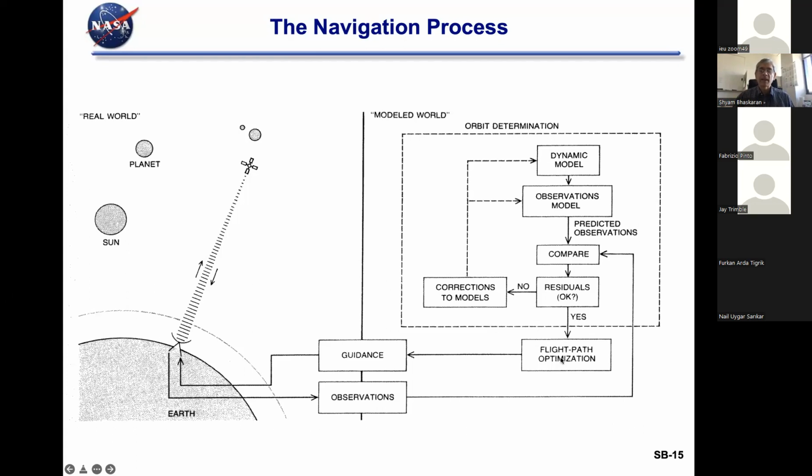Then we can go to the flight path optimization that tells us, okay, we now know where we are. We aren't where we wanted to be. Now we correct the trajectory. And so this is the whole process of orbit determination. It's an iterative process. We continually compare the observations against the reality and then correct our models using the least squares process. And that least squares process gives us the spacecraft trajectory and an uncertainty estimate on top of that.